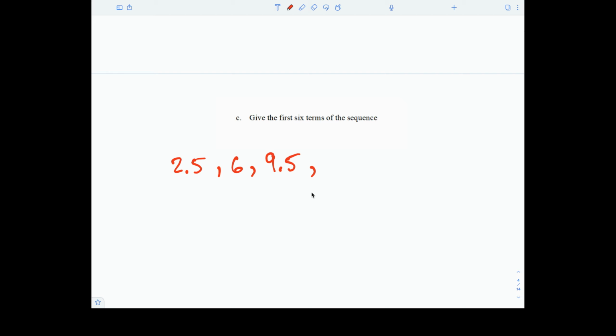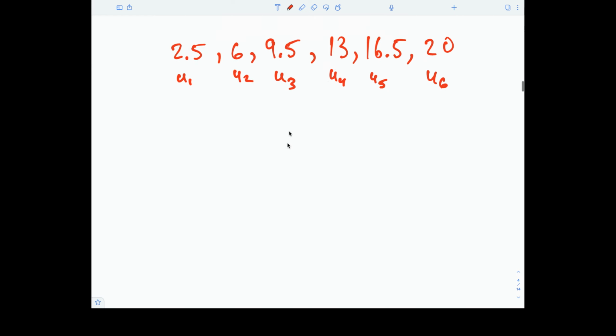9.5 plus 3.5 is going to be 13. 13 plus 3.5 is 16.5. 16.5 plus 3.5 is going to be 20. What do I have? This is U1, U2, U sub 3, U sub 4, U sub 5, U sub 6. I'm good. Okay. And I always like doing this. Believe it or not, we make lots of mistakes when we count, so I always like writing them out if the number isn't too large.